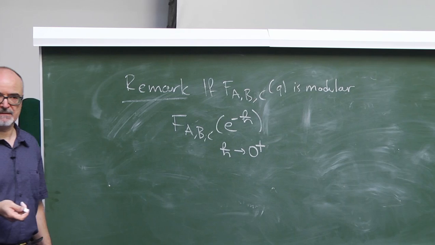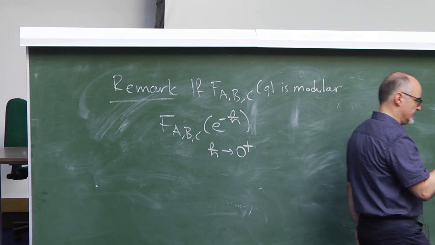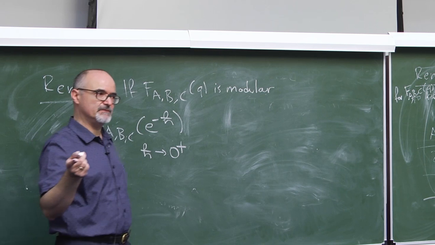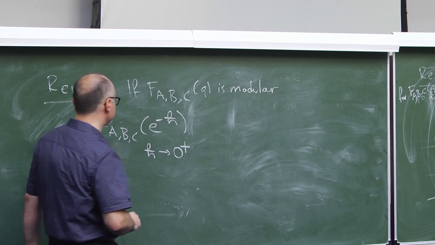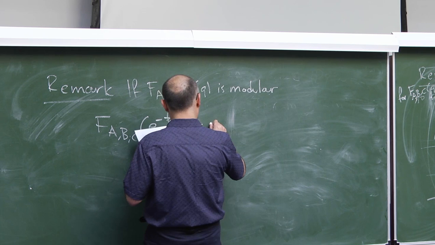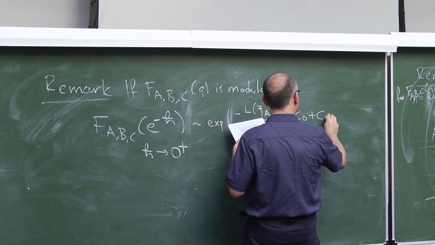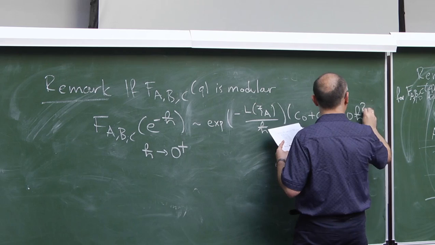You cannot just plug in one because there is a quantum n factorial in the denominator, and when you put one, it's going to vanish to order n, and you're summing from n equal one to infinity. So that's a very bad idea. But that is the point that you should be approaching. So if it's modular, this asymptotic expansion is an exponential of minus L of the element of the Bloch group, and then C0 plus C1 h bar, and 0 times h bar square and 0 times h bar cube and so on, all other zeros.